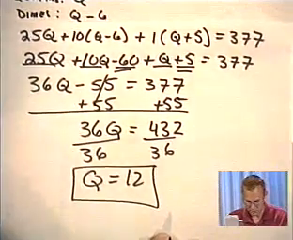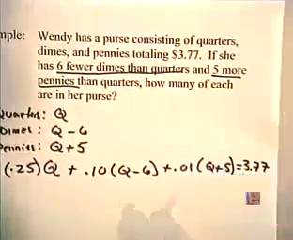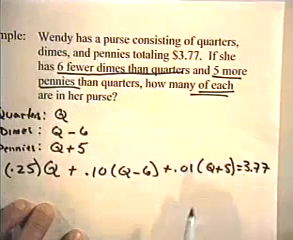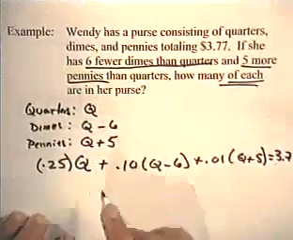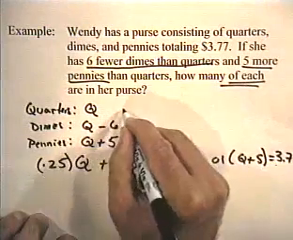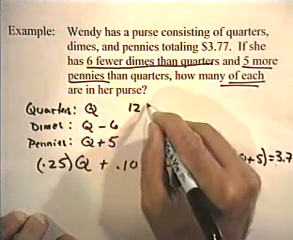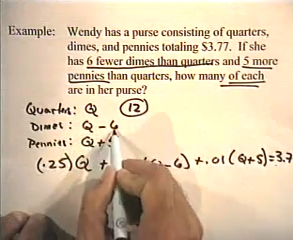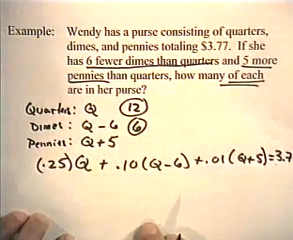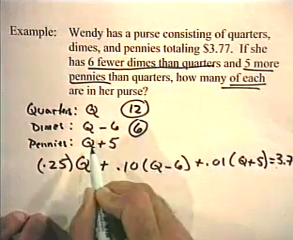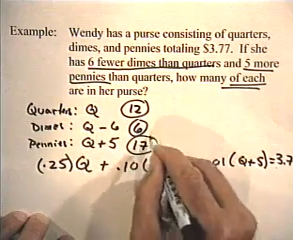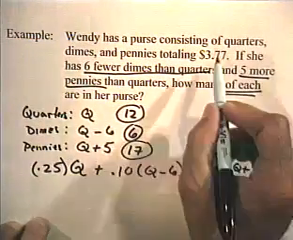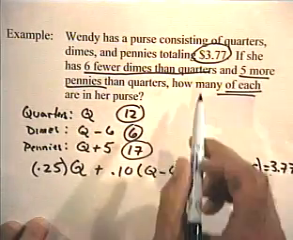Now, let's take a look at the original problem. In the original problem, we were asked to solve for how many of each: quarters, dimes, and pennies. Well, remember, we said that there were 12 quarters because q is equal to 12. If q is equal to 12, then q minus 6 is equal to 6, which means there are 6 dimes. If q is 12, that would mean we have 17 pennies. Now let's just check and make sure. Now how can we check? Well, we know that the total is $3.77.